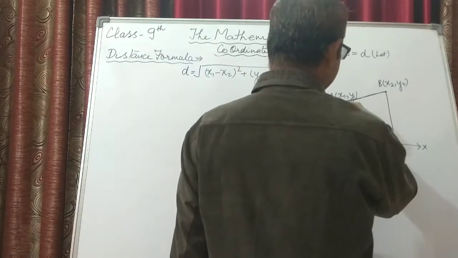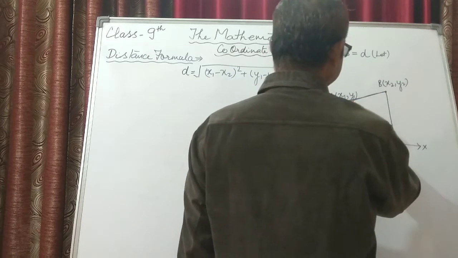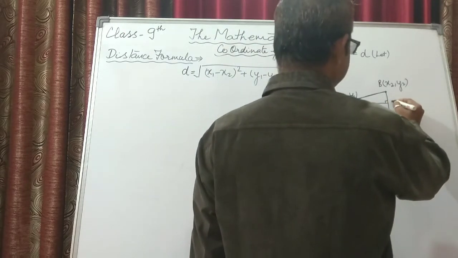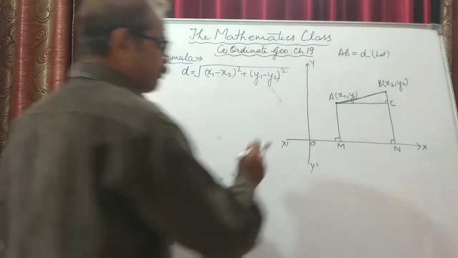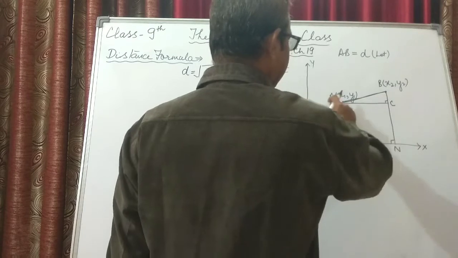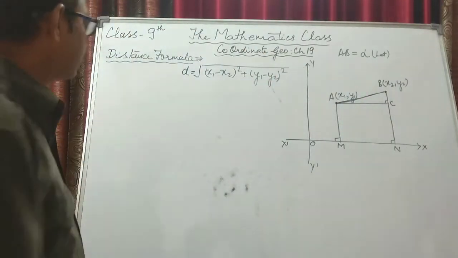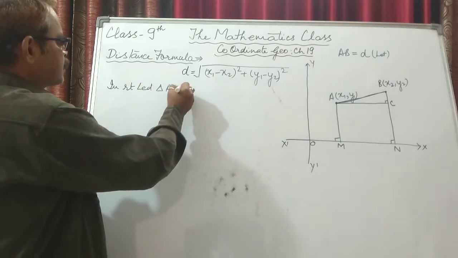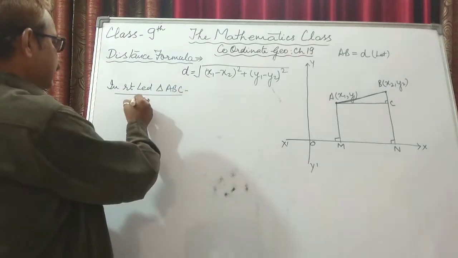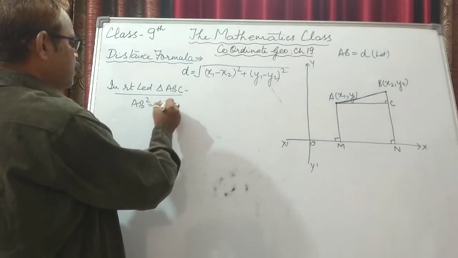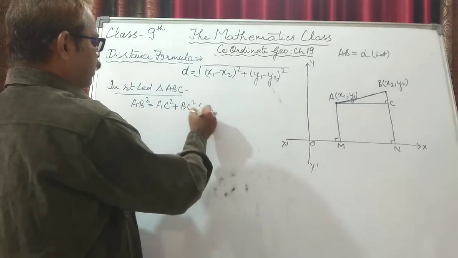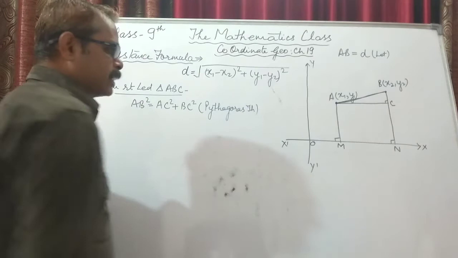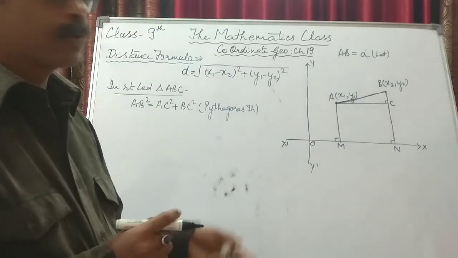Now we draw a line from A, a perpendicular on BN, and let us name that point C. Now we can see that since we have drawn a perpendicular, a 90 degree, ABC becomes a right angled triangle. So in right angled triangle ABC, we can apply the Pythagoras theorem. We can say AB square is equal to AC square plus BC square. Why? By Pythagoras theorem, since it is a right angled triangle.